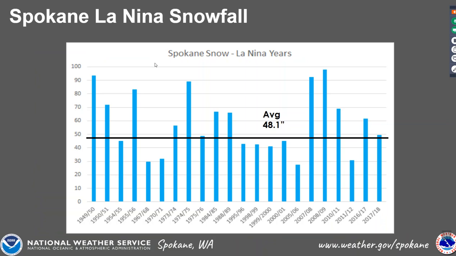So Spokane La Nina winters. The average for La Nina winters is about 48 inches for Spokane, but you can see it does vary. There are many years that are well above average, and then there are years that are well below average. So it is a mix.